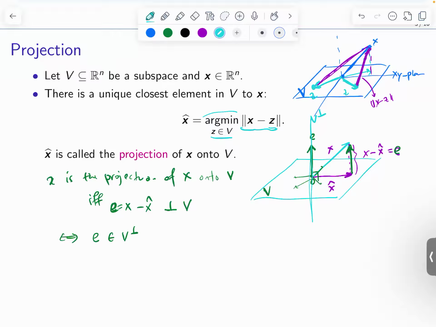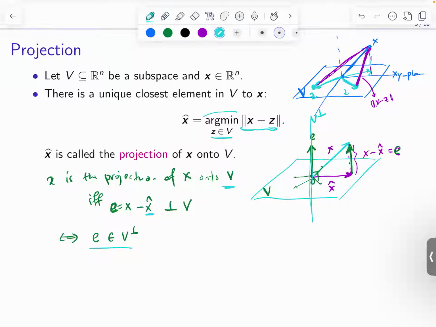This is sometimes called the orthogonality principle. To define a projection, we use the distance, but it turns out that in a linear space, the projection is characterized by the property that the error is orthogonal to the subspace. So we project x onto V, and we get a projection x hat such that the error e belongs to V perp. Questions?